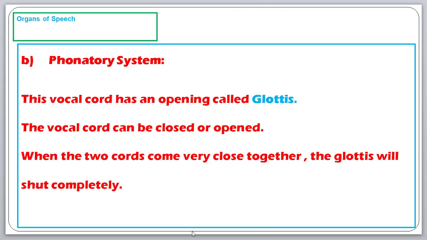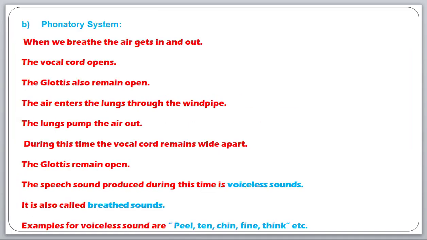So simple. The vocal cord has an opening called the glottis. The vocal cord can be closed or opened. When the two cords come together, the glottis will shut completely. Now, when we breathe, the air gets in and out. The vocal cords open, and the glottis also remains open. The air enters the lung through the windpipe.